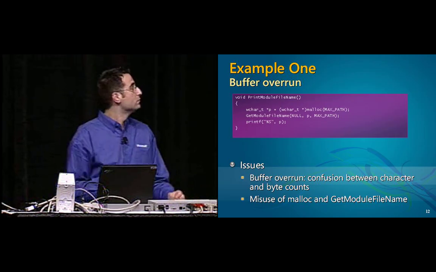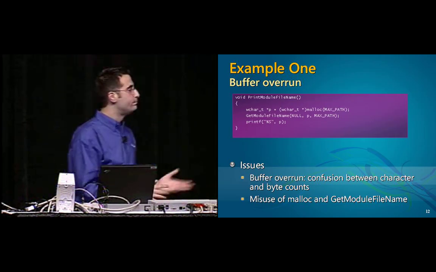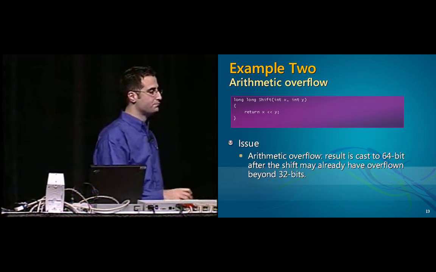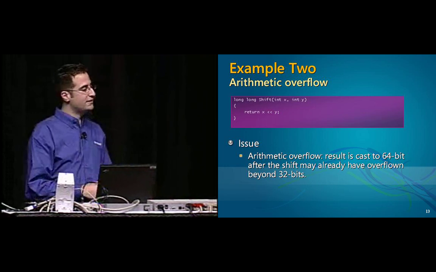So just to summarize: character and byte counts, misuse of API. All right, very simple example.